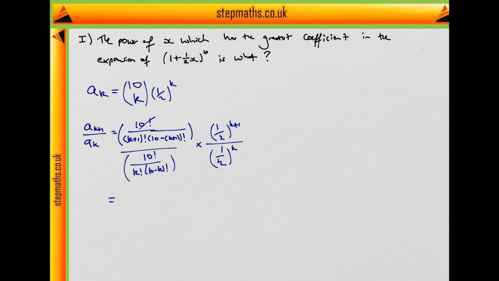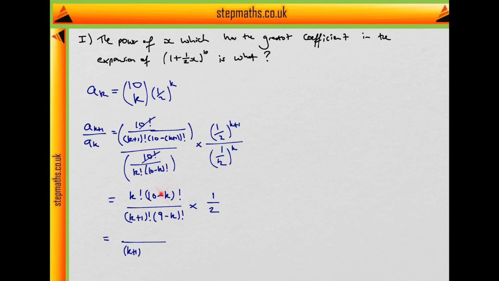Well, we see these cancel off here, and we're going to get k factorial 10 minus k factorial divided by k plus 1 factorial, and then 10 minus k minus 1 is 9 minus k factorial, times by, well, 1/2 to the k plus 1 over 1/2 to the k is just going to be 1/2. And what's that equal to? Well, we have k plus 1 factorial and k factorial, so that just cancels and gives us a k plus 1 on the bottom. So it's over k plus 1.